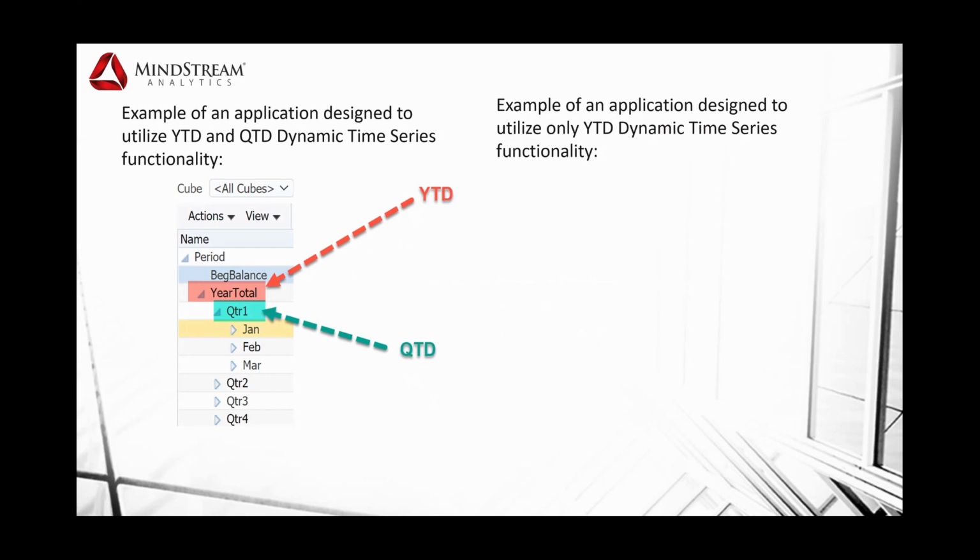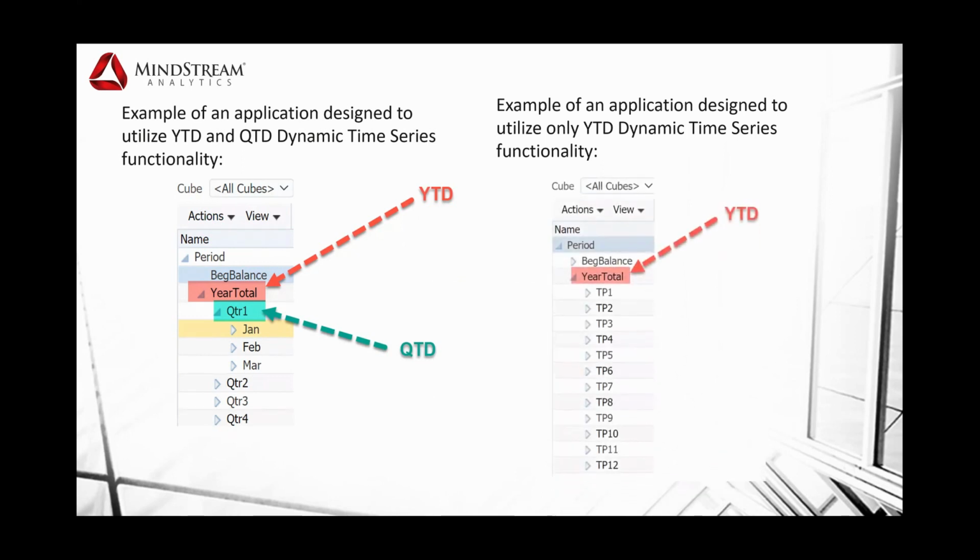An example of an application that is designed to utilize only the year-to-date dynamic time series functionality will show underneath the year total, it will show or be set up that the periods are automatically underneath the year total. There is no quarter subtotals.